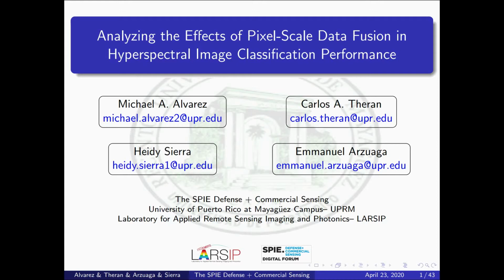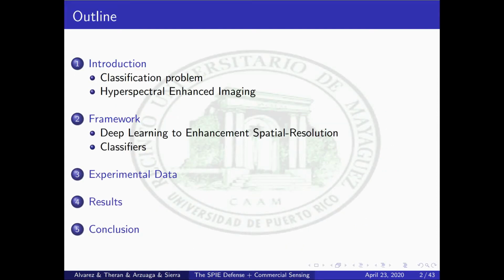I am going to present the work titled Analyzing the Effects of Pixel Scale Data Fusion in Hyperspectral Image Classification Performance. The outline of this presentation is composed of the introduction, classification problem, hyperspectral enhanced imaging, framework, deep learning techniques to enhance spatial resolution, classifiers, experimental data that is used in this work, results, conclusions.